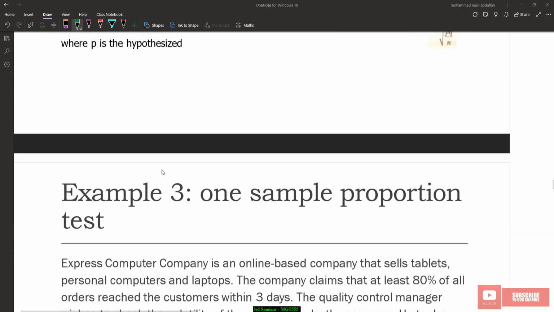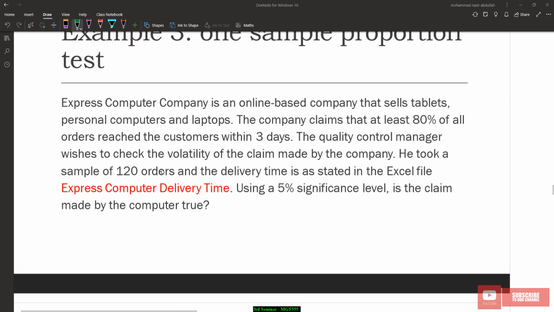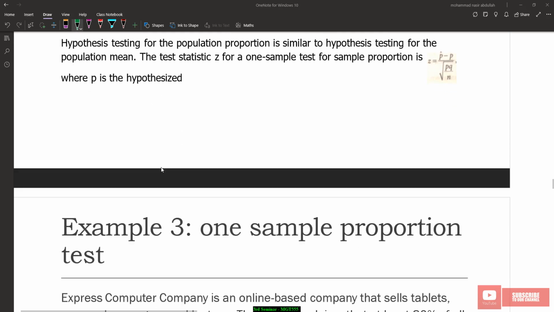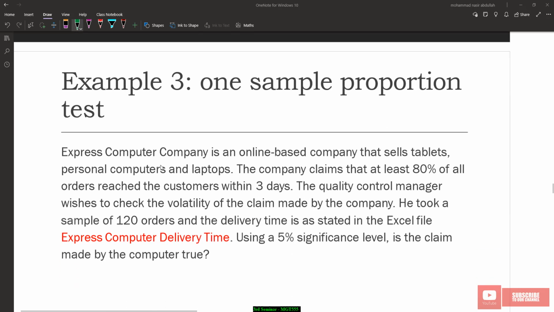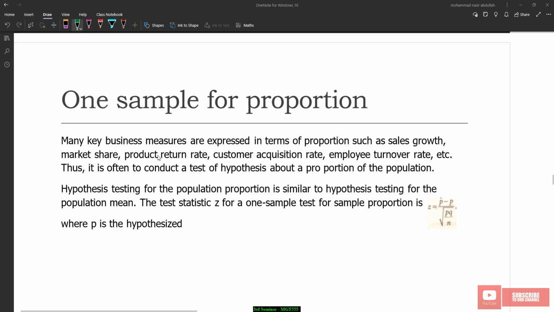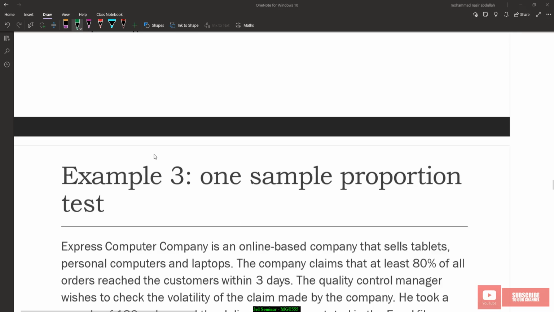So for one proportion ni, I akan skip dulu. Nanti I buat video lain. Right? We have only another 15 minutes kan? Example number 3, kita skip dulu. Nanti I buat video, separate video for next week. I akan letak dalam future.